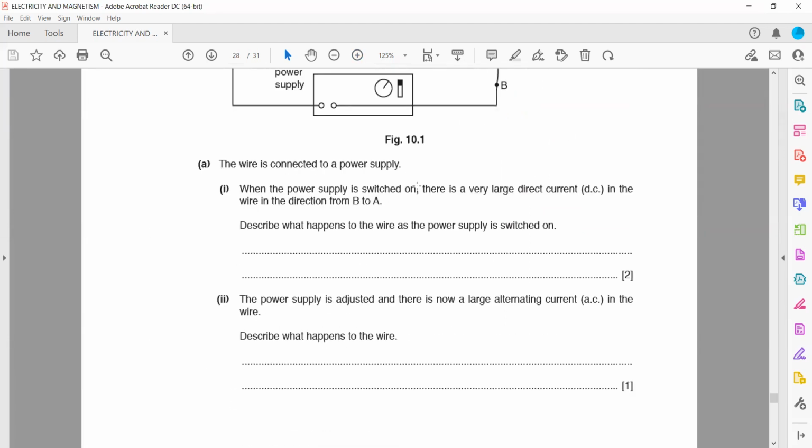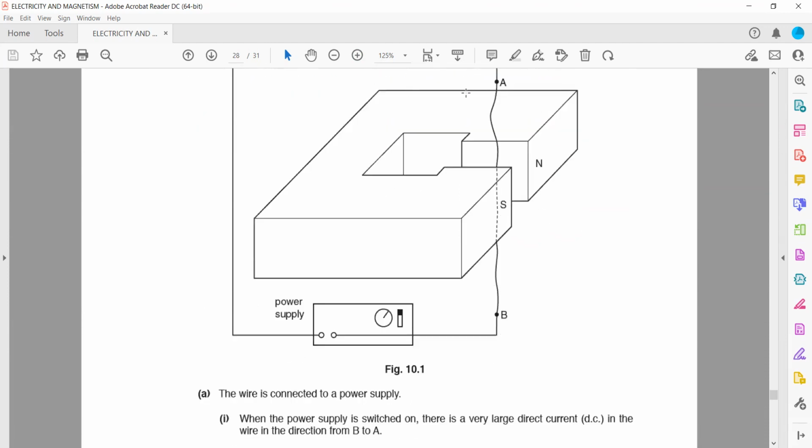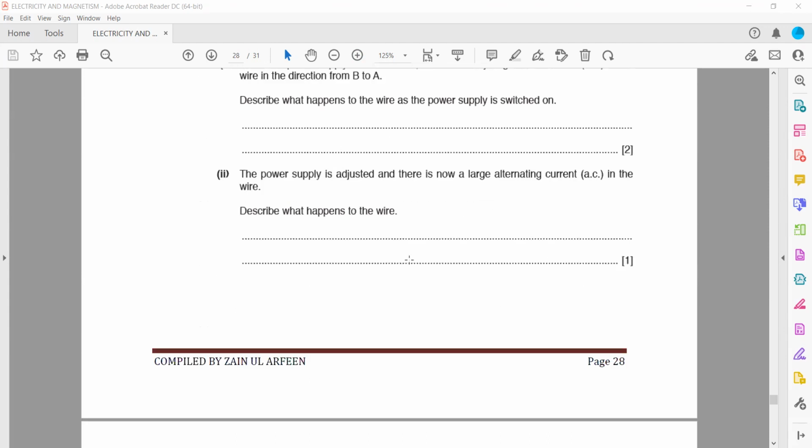The power supply is adjusted and now there's a large AC current. When there's an AC current, the direction of the force will change. First it is outward, then inward, or right and left. So as a result, what will happen? The wire will start to vibrate. So this wire will vibrate between the magnetic poles.